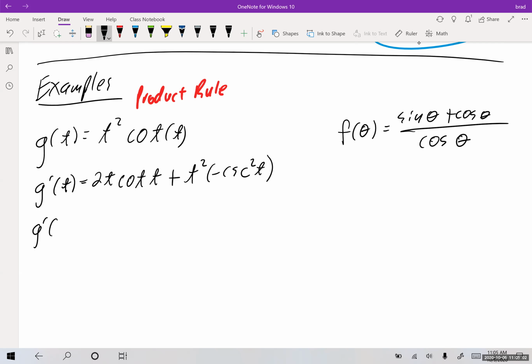So let's do a little cleanup on this. So let me see if there's any factoring we can do. Let's see here. We have 2t times, now cotangent is cosine of t over sine of t, plus, let's do the minus, t squared over, now cosecant is really 1 over sine.